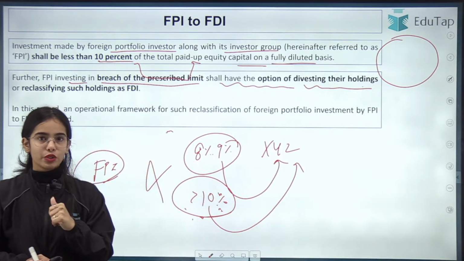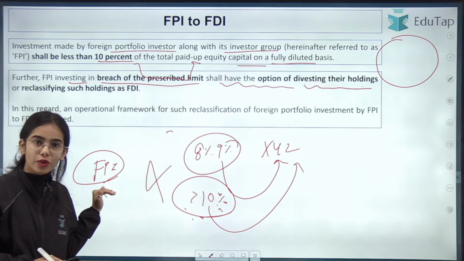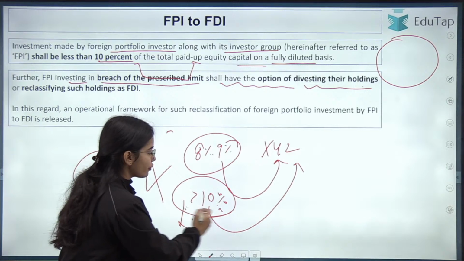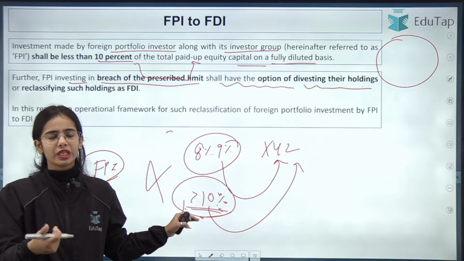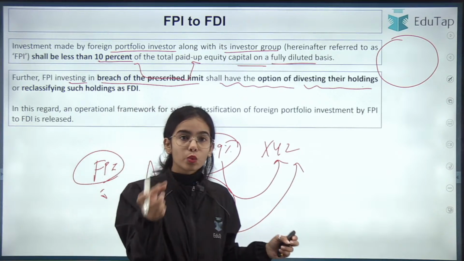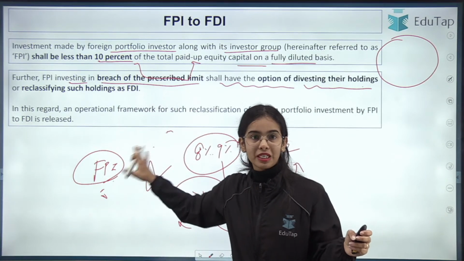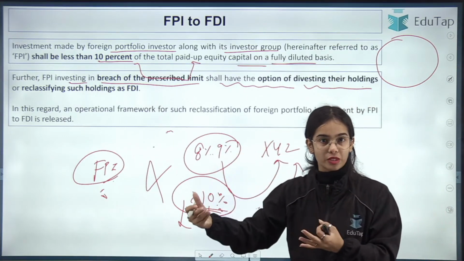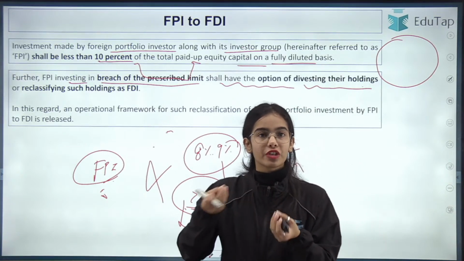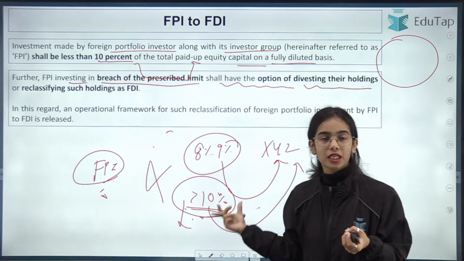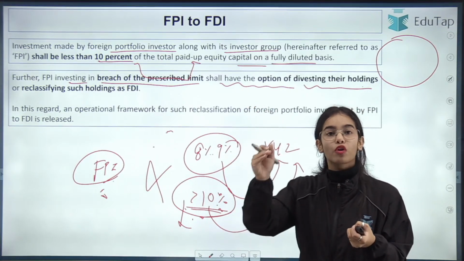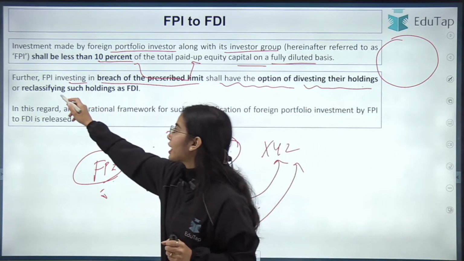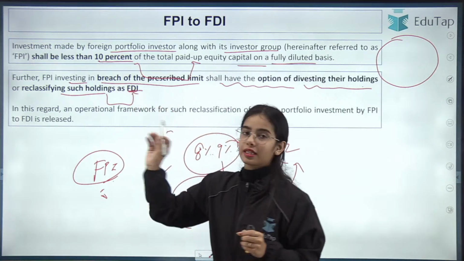So there is an option given to you: if you want to remain in the portfolio category, you can divest your holding, that means you can decrease your holding. If you have more than 10%, you can decrease your holding to less than 10%, or you can convert your FPI investment into FDI investment. So if you are doing foreign portfolio investment and it is in breach of the 10% limit, you have the option of either decreasing your holdings to the prescribed limit or reclassifying your holding as FDI rather than FPI.